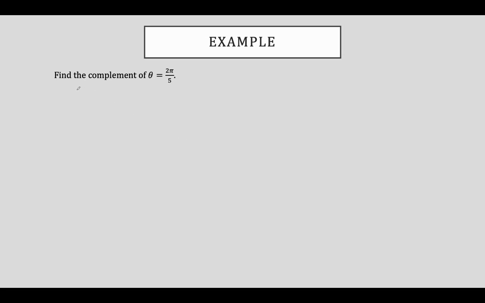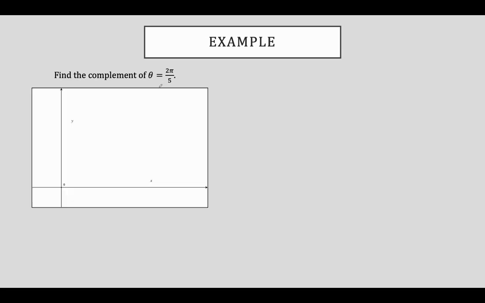Find the complement of the angle theta is equal to 2 pi over 5. Now, one thing to make note of is that it's always helpful in trigonometry to draw out a picture. All right, 2 pi over 5, 2/5 of pi. That is slightly less than 1/2 pi. Therefore, this has to be in the first quadrant. So here I can draw out a quick sketch of what my angle is going to be.